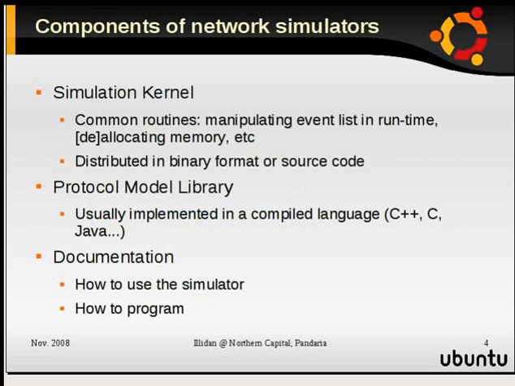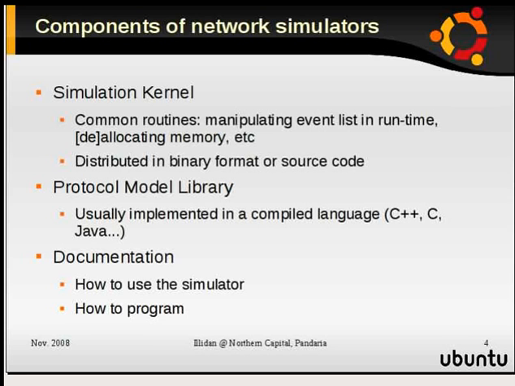A network simulator roughly consists of three main components: the simulation kernel, the model library, and the documentation. The simulation kernel carries out common routines, such as manipulating event lists at runtime, allocating memory, while the model library consists of the implementation of various network protocols. Since the network protocols may be very complex, their models are implemented in a compiled language for its runtime efficiency and its capability to construct complicated systems.